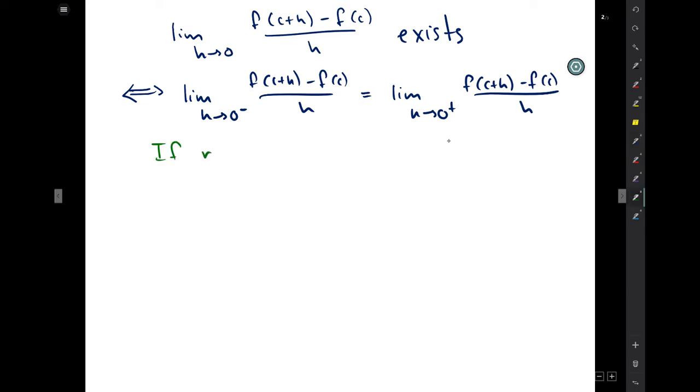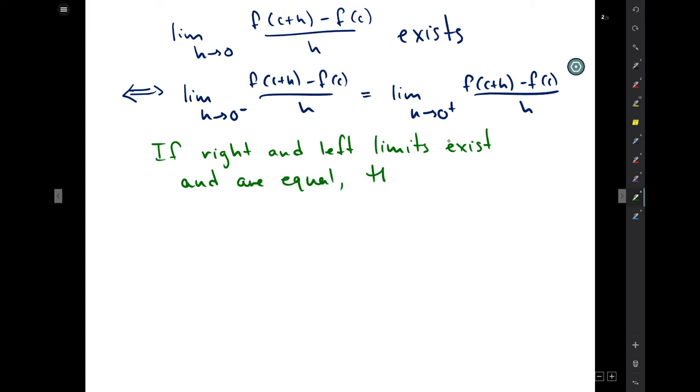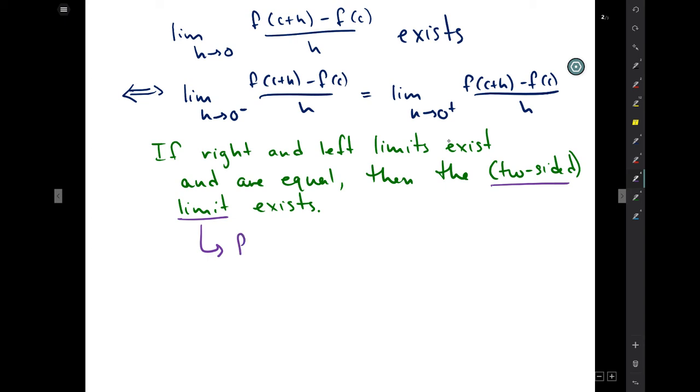So if the right and left limits exist and are equal, then the two-sided limit exists. And remember, the two-sided limit is precisely what we are calling our derivative. That was f prime of c. So we examine the limits from the left and the right in order to determine whether our limit exists.